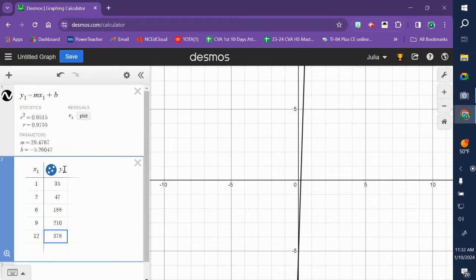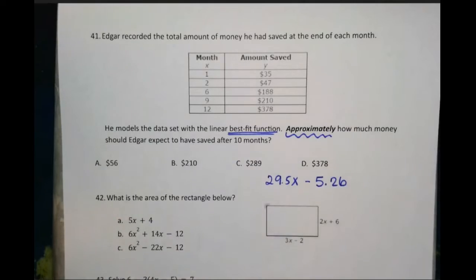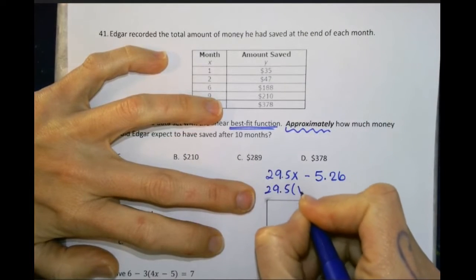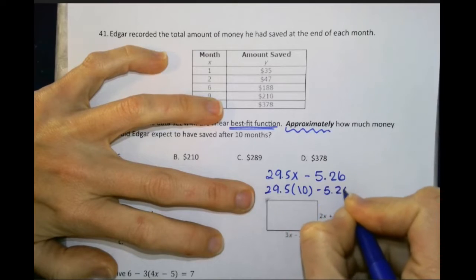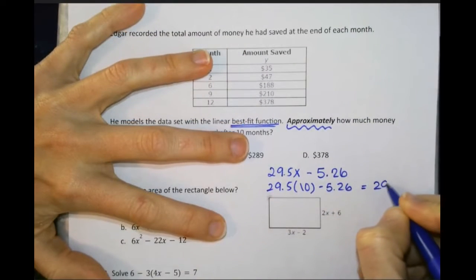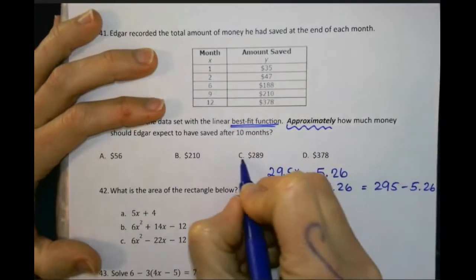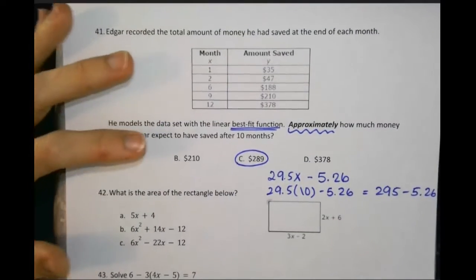And it wants to know how much will he save after 10 months. So with our rate of change being approximately 29.5, and then our starting point being a negative 5.26, or 5.3 if you want to go there, or we can even maybe round to whole numbers. We'll see which answer choice we've got, because it didn't actually tell us. I like to be a little over accurate and then round my answer. So we're going to take our equation and plug in a 10. 29.5 times 10 minus 5.26 is going to give us 295 minus 5.26. So it should be somewhere around 290, which is going to be approximately $289.